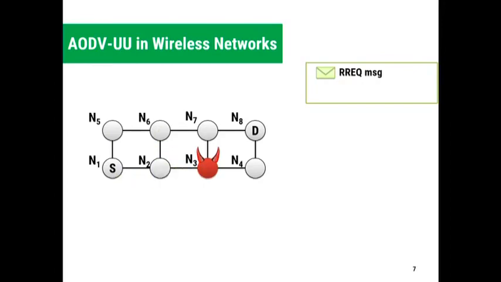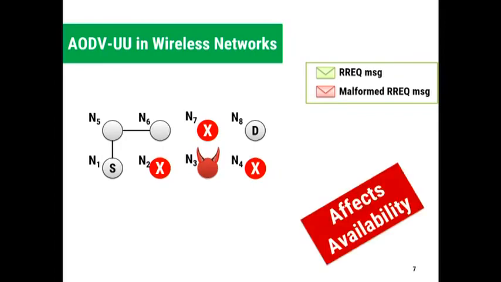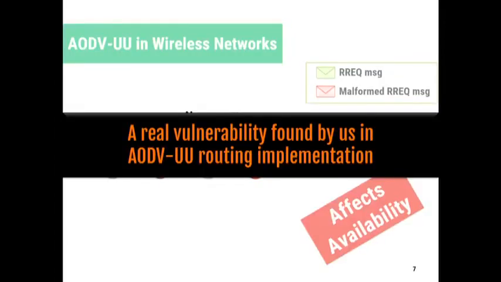Now once this message is received by the compromised node, it can change the type of the message, for example, to create a malformed route request message and rebroadcast it. Now whoever receives this malformed message will crash while processing it. And as a result, it will create partitions in the network. And thus, it can affect the availability of your network. And this is a real vulnerability that we have found in the AODV UU implementation.